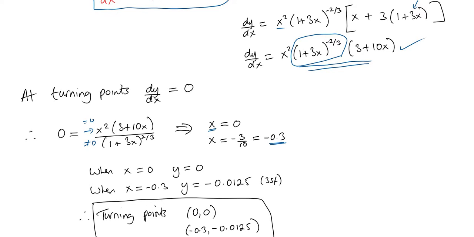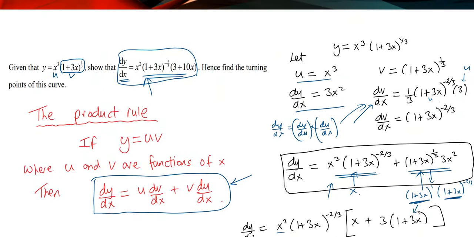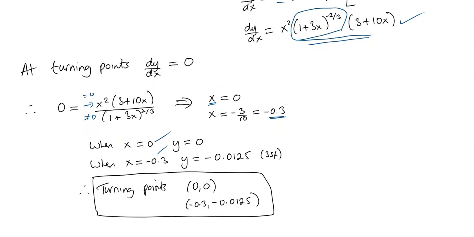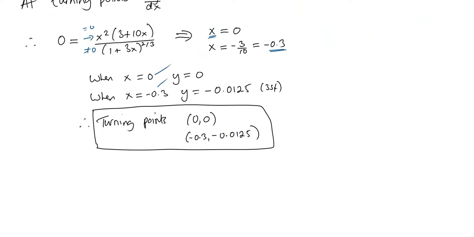Then all we need to do is to substitute these values, x equals 0 and x equals minus 0.3, back into the original equation at the top, y equals x cubed and so on, and we get the two y values. And just because it's an awkward question, you don't get an exact value for the y value when we substitute minus 0.3 in, so I've given it to 3 significant figures. And so there we go.